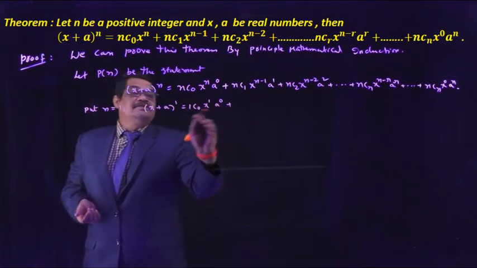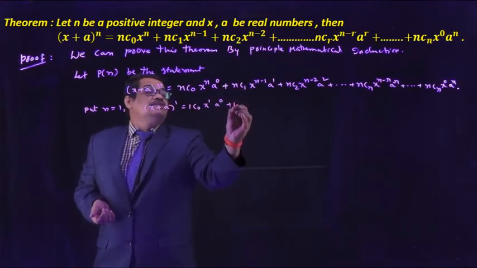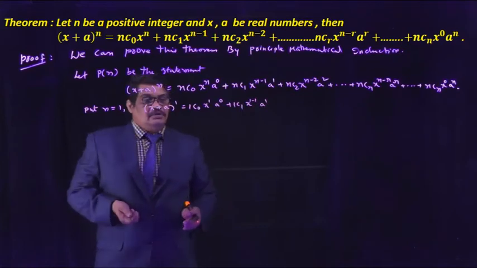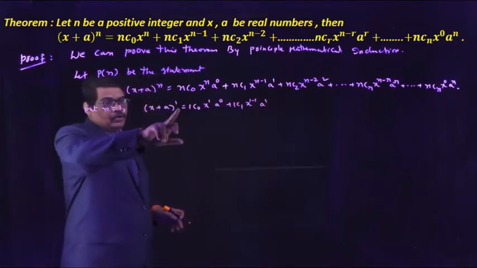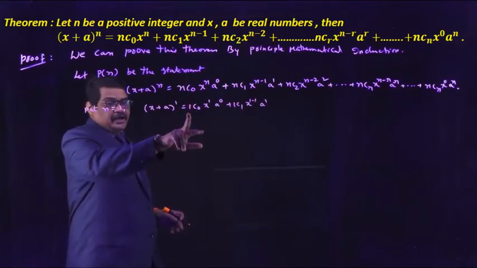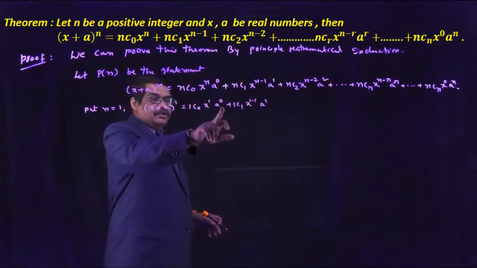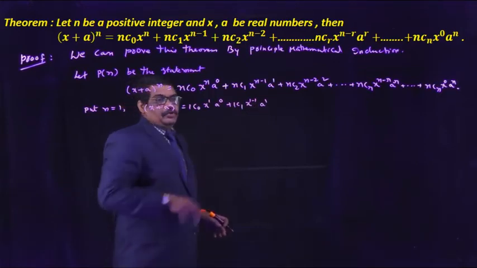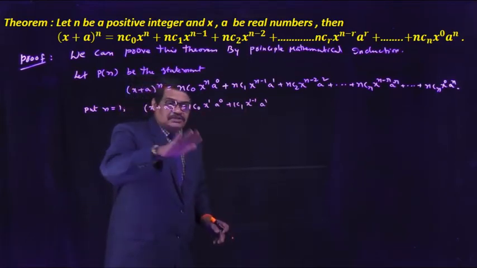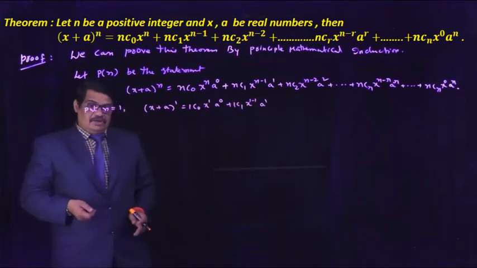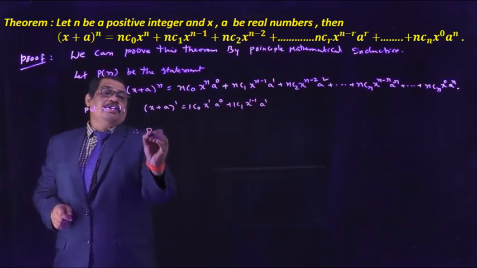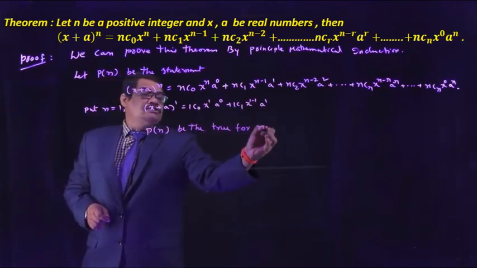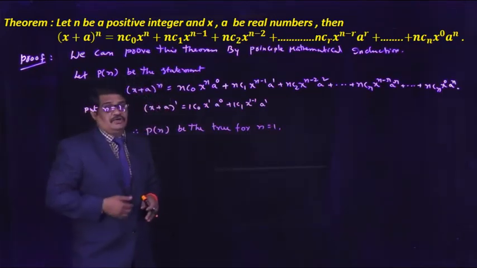So this term is x. The next term is 1C1 x^(1-1) a^1. We are observing the value of the (x + a)^n expansion, which is x + a. That x + a we are writing here as 1C0 x^1 a^0 + 1C1 x^(1-1), that is x^0, that is 1, times a^1, which is nothing but x + a. So this is true for n equal to 1. The statement is true for n equal to 1. Therefore P(1) is true.